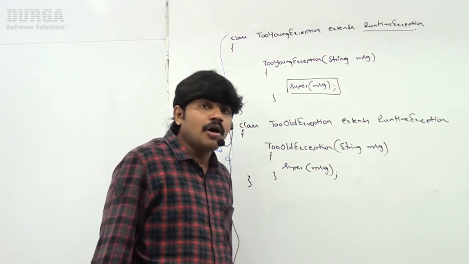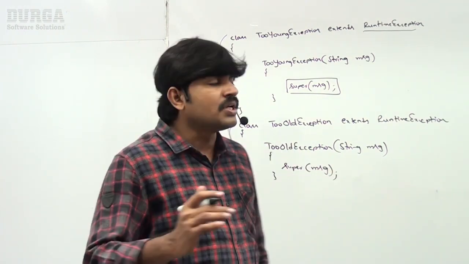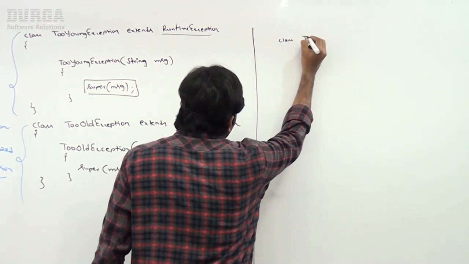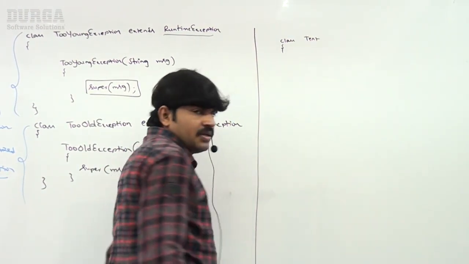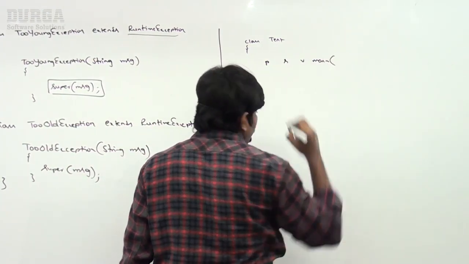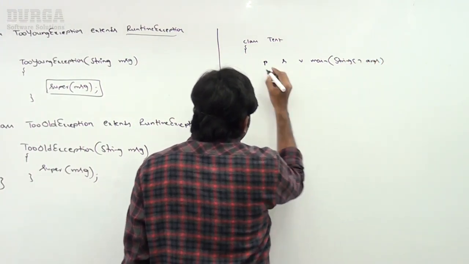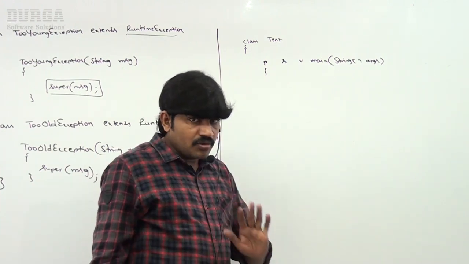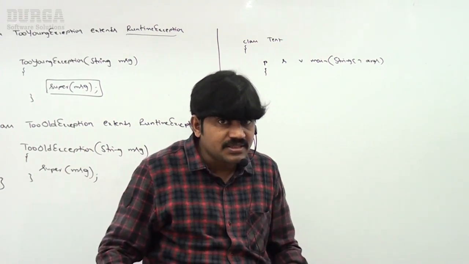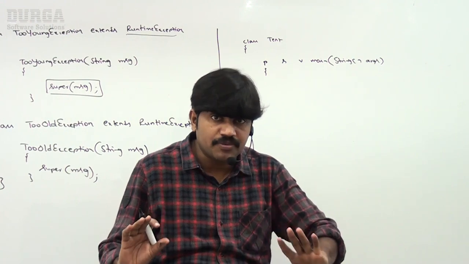Now, based on my requirement, how can you use these exception classes in your program? Let me take a class, Test, for my matrimonial application. Class Test, public static void main(String[] args). Now the job is, I want to pass the end user's age from the command prompt. The end user has to provide the age from the command prompt.